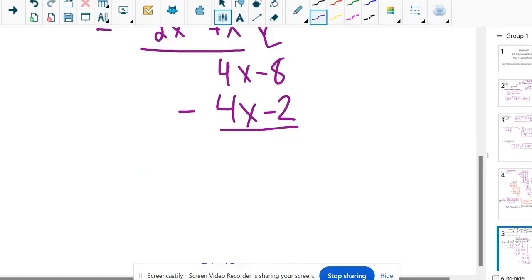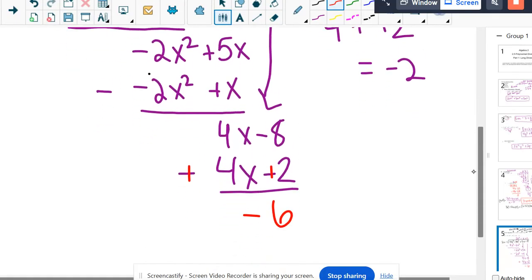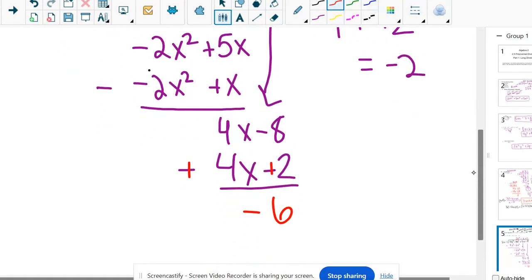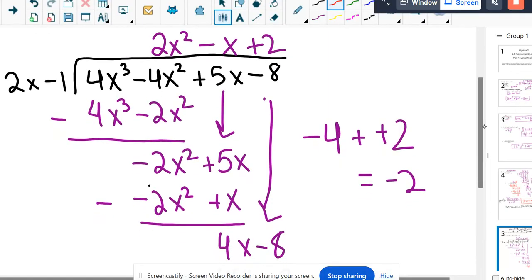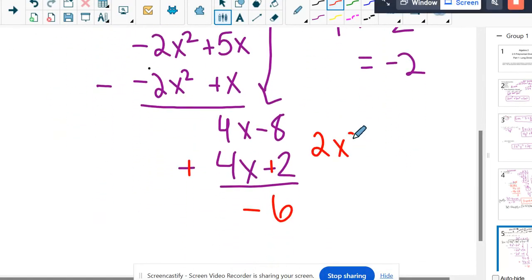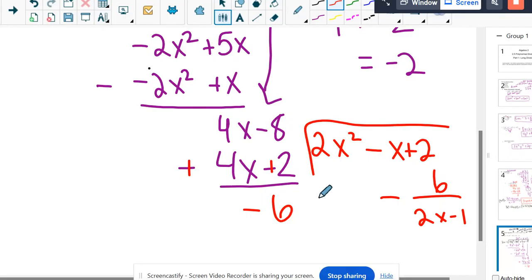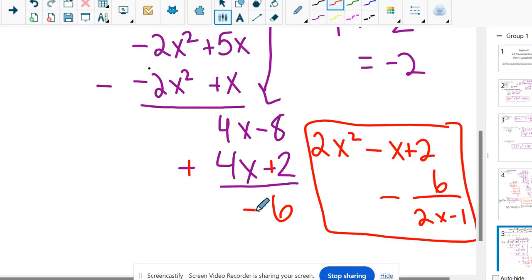And then this becomes minus plus a positive, so negative 6. So final answer is 2x squared minus x plus 2, running out of room, minus 6 over 2x minus 1. You see how this is negative? You can put plus and then negative 6, or you can just put minus here and then just regular 6.